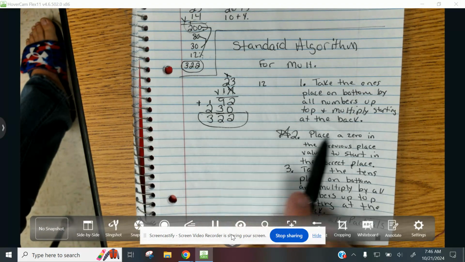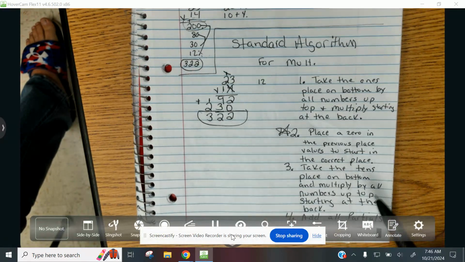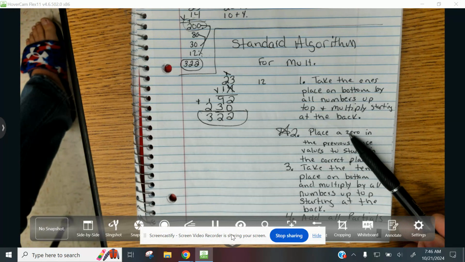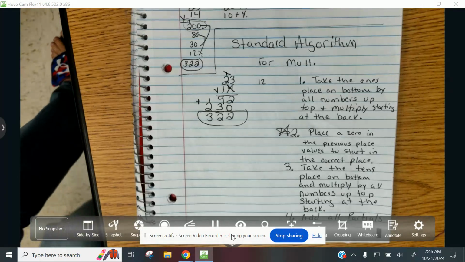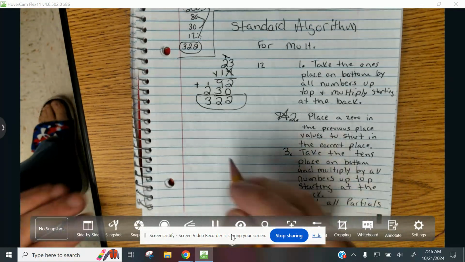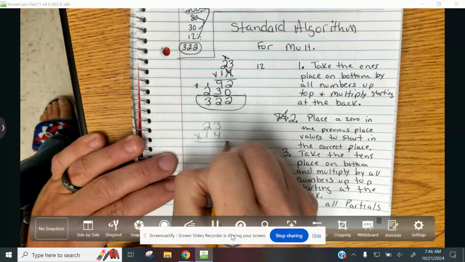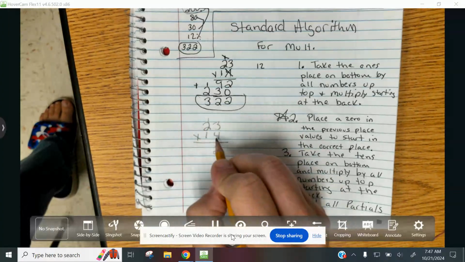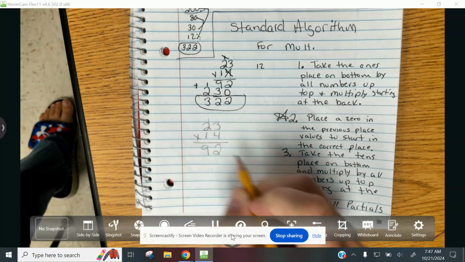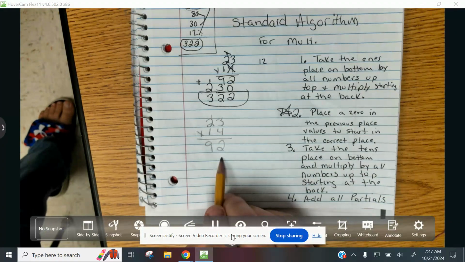Okay? So this is going to be so important. This step is the most important, because if you don't start in the right place, it's going to be incorrect. In fact, I'd like to show you something. You don't have to do this, but I'm just going to show you in pencil what would happen if you did not do that. So if you had 23 times 14 and you did 4 times 3 is 12, 2, regroup your 1, 4 times 2 is 8 plus 1 is 9, 92. Notice I'm at the same. But watch what happens. What if I don't put my 0 there?